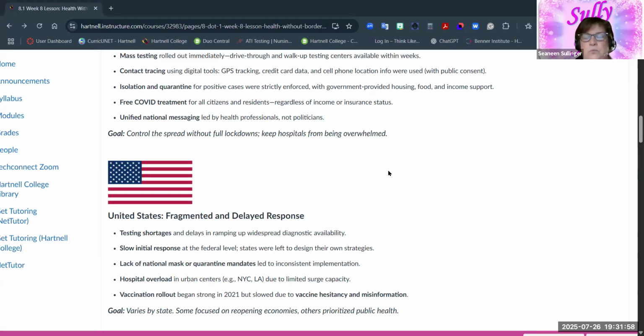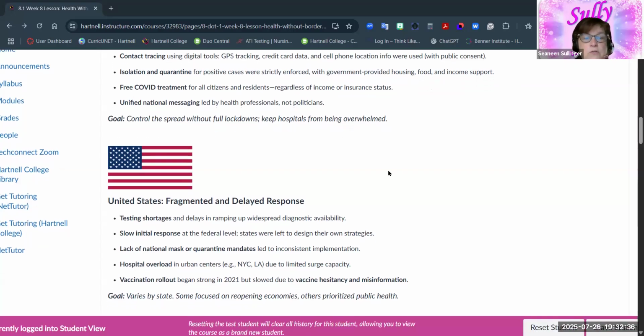Our nursing students were able to go to facilities, but we had a test every week. But even finding tests was difficult. We had a slow initial response at the federal level. And so states were left to design their own strategies. The states didn't know what to do because they didn't have guidance from a central location. And if I remember correctly, when we got guidance from the CDC and the World Health Organization, they differed a little bit. No national mask or quarantine mandate, so that led to inconsistent implementation.